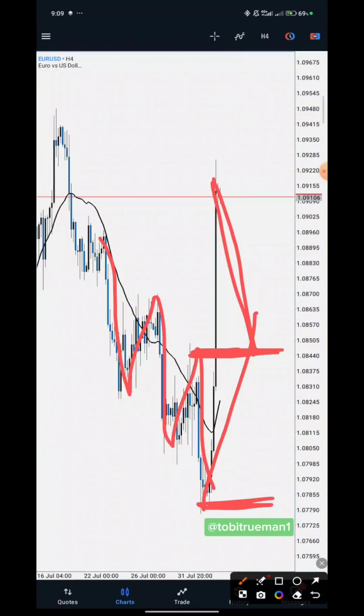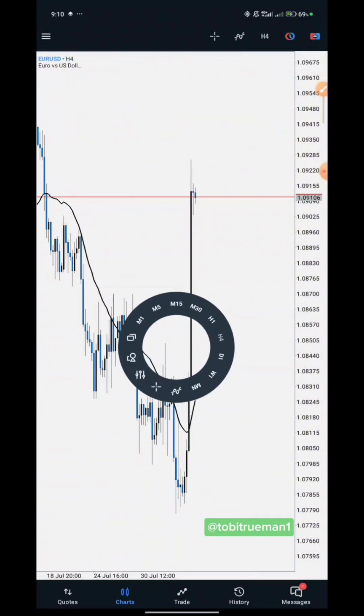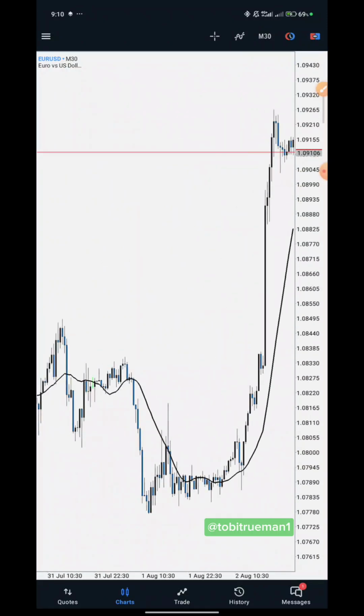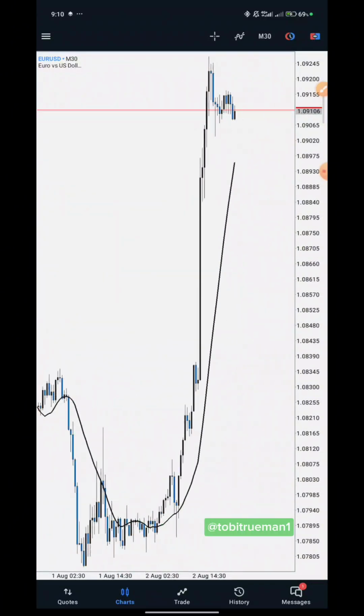I'm expecting price to come down and continue to buy to some extent before it will now go back and follow the higher time frame, which is the weekly time frame direction. I can also go to the 30 minutes time frame and see if I'm going to have an entry there, but I barely do that. I will explain better in the later lessons how to use the 30 minutes time frame effectively.